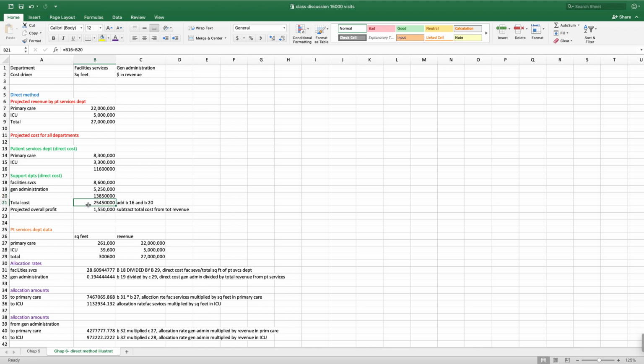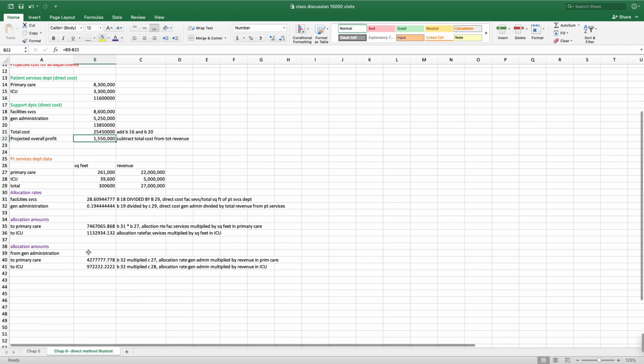So the total cost for all the patient services and support departments is this number, 11.6 plus 13.8, which gives you 25.4 million. Now to get the overall profit, you subtract total cost from total revenue to get this number. So total revenue right here minus total cost gives you the projected overall profit.